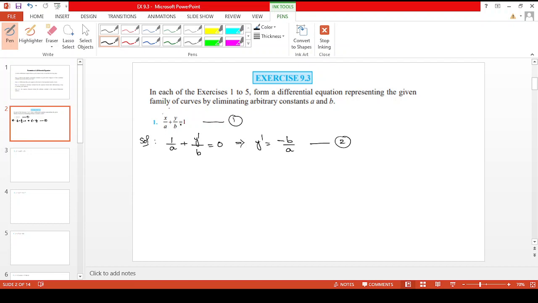As I told you, since there are two arbitrary constants, we have to differentiate twice. Now again differentiate with respect to x on both sides. So y double dash, and the right-hand side is a constant, so it equals 0. You can see that the differential equation obtained is independent of the arbitrary constants. So this is the required differential equation for the given curve.